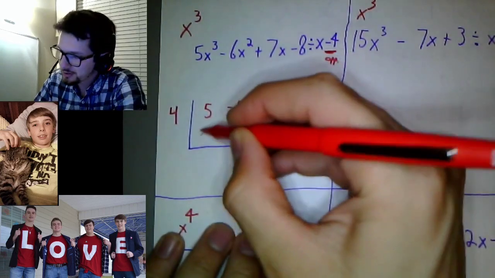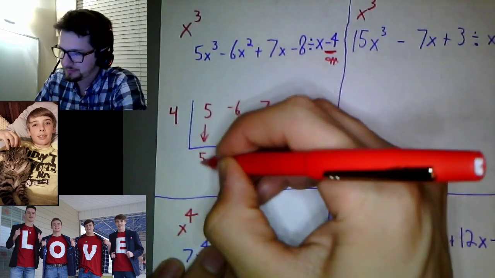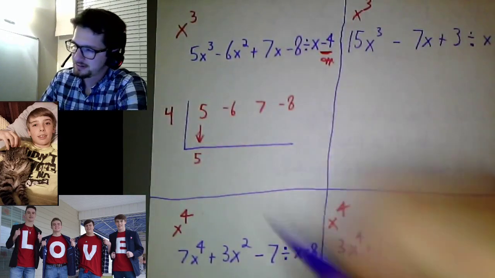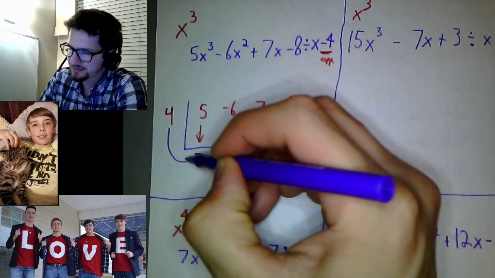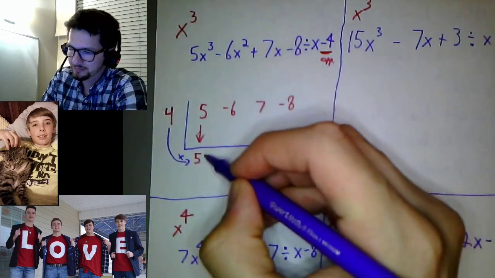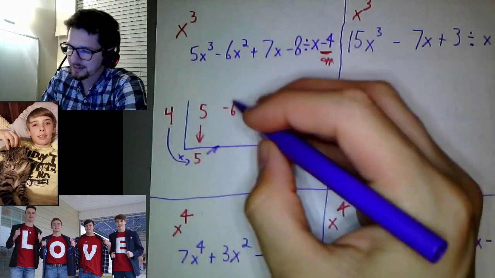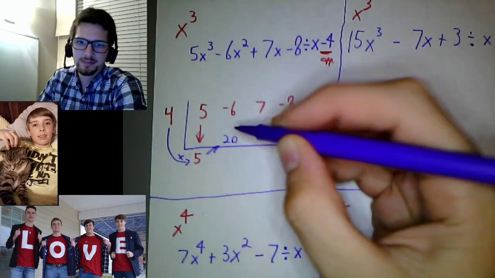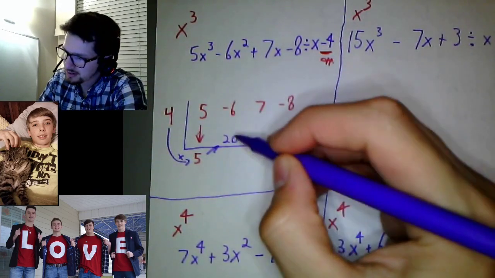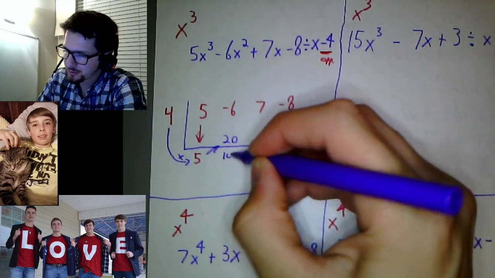Bring down my first coefficient, just like normal. Multiply my number times the first coefficient, just like normal. 4 times 5 gives me 20. Then I add, just like normal. 20 plus negative 6 gives me 14.